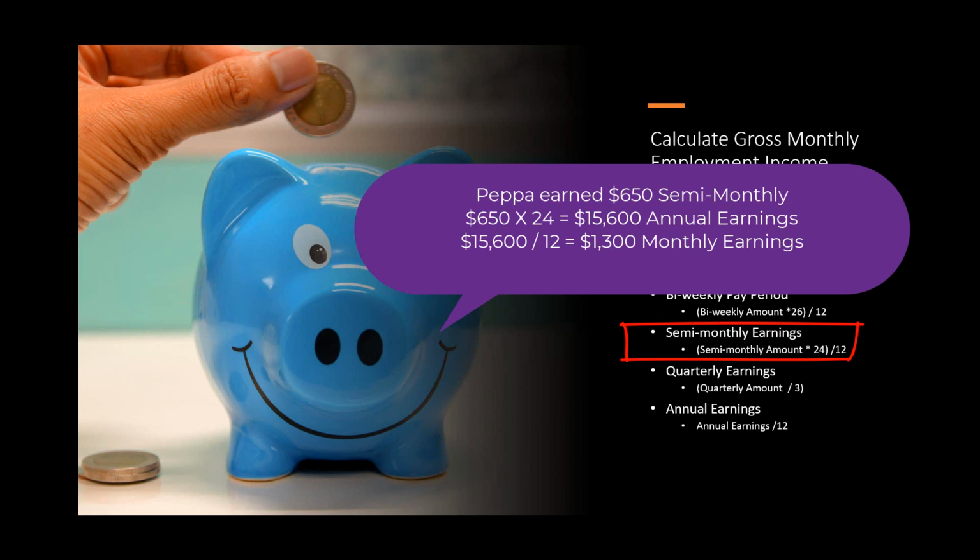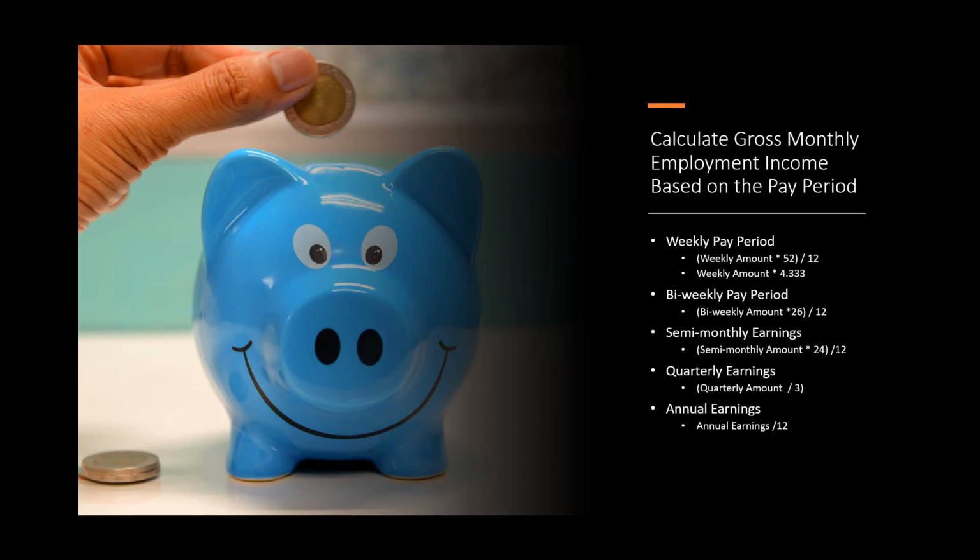Step 1. Multiply $650 by 24, the number of semi-monthly pay periods in a year, to arrive at $15,600 annual earnings. Step 2. Divide $15,600 annual earnings by 12 for the number of months in the year to arrive at Peppa's monthly gross income of $1,300. As you can see, Peppa's semi-monthly income is $108.33 less than her biweekly earnings. So, would Peppa rather be paid bi-weekly or semi-monthly if her rate of pay was $650 per pay period? Good answer, it would be more lucrative for her to be paid bi-weekly.